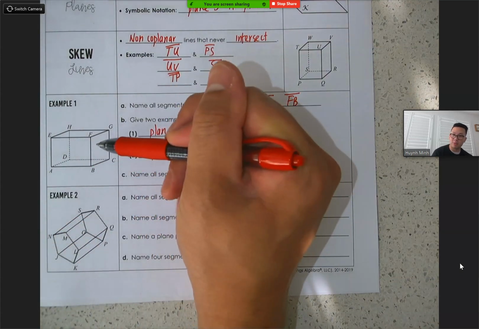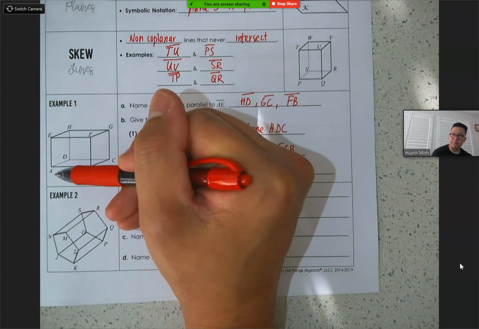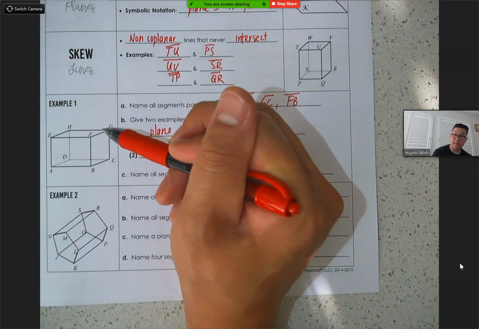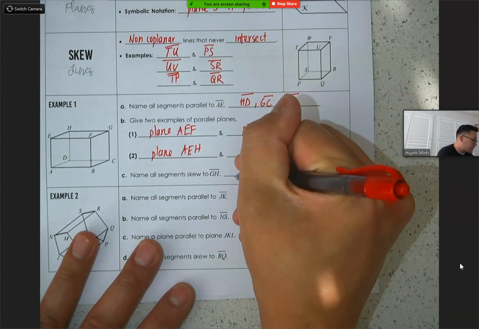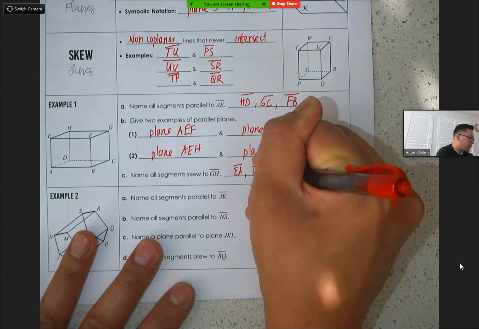So the 2 easy ones would be FB and EA, because those are in the front, and this one's going side, left to right. So I can go ahead and say segment EA and segment FB.